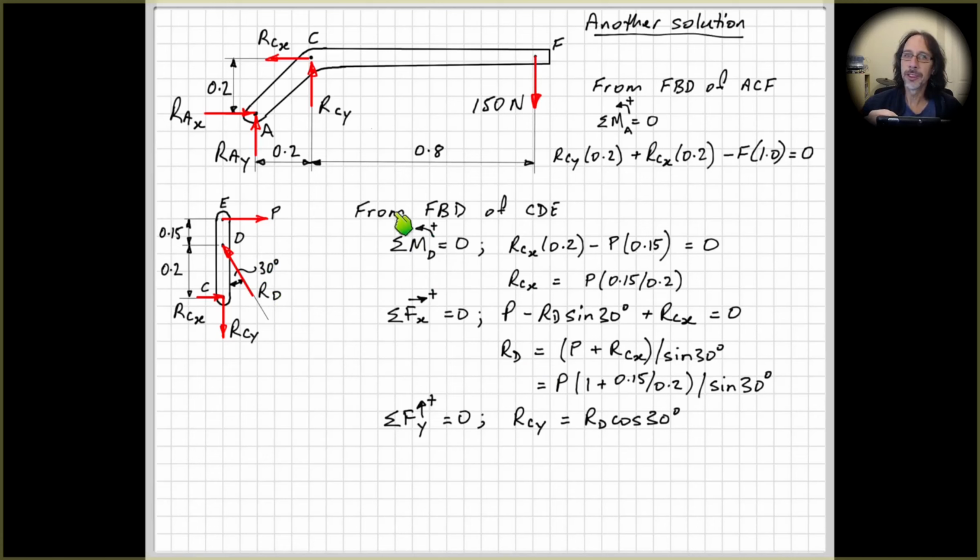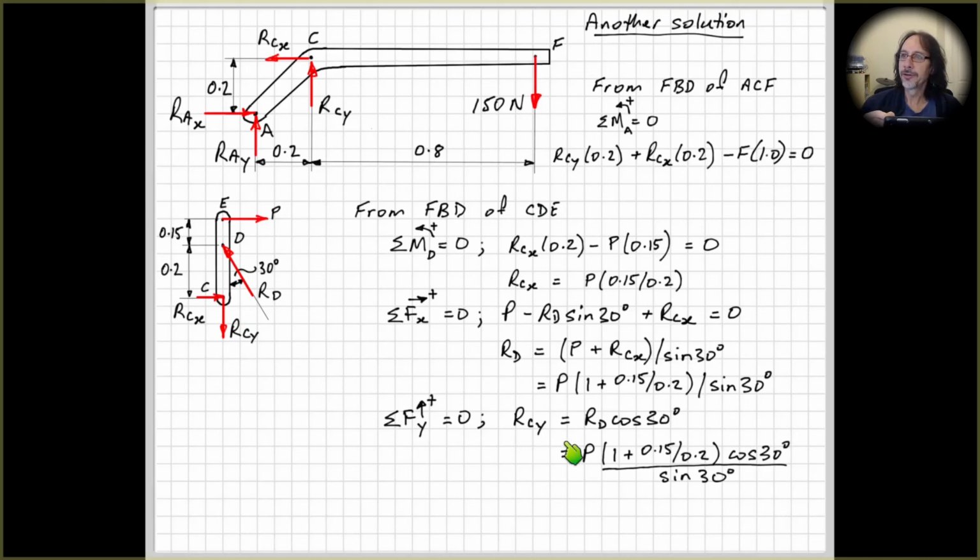remember, it's important to have in your solution which free body diagram the equation of equilibrium you're looking at belongs to. So here, these equations belong to the free body diagram of CDE. Right? So we've only got two vertical forces, RCY and the vertical component of RD. So rearrange that.